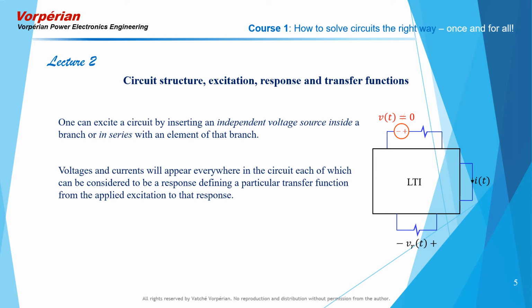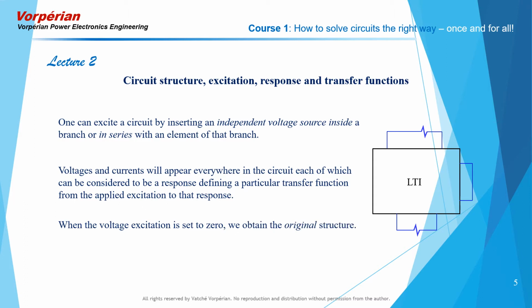When we set the value of the excitation now to 0, that is to say, the value of the voltage source here, we set it equal to 0, all the voltages and currents will go back to 0, and we say the circuit goes back to rest. Now, a voltage source with 0 value is nothing more than a short circuit. And you see, when you do that, you recover the original structure.